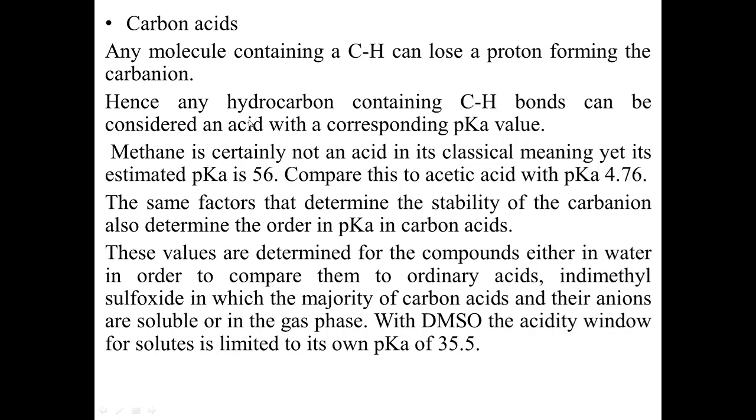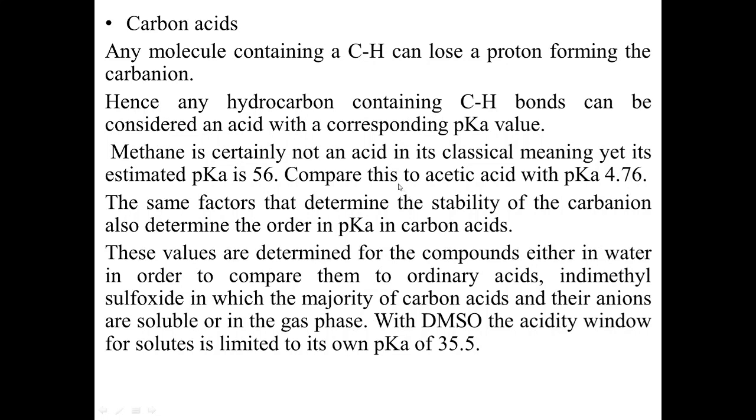Okay. Any hydrocarbon which has a carbon-hydrogen bond we call a carbon acid. And how do we decide its acidity? From its pKa value. For example, methane is certainly not an acid. It is classically estimated to have a pKa value of 56. Okay. For example, if we take acetic acid, its pKa value is 4.76.